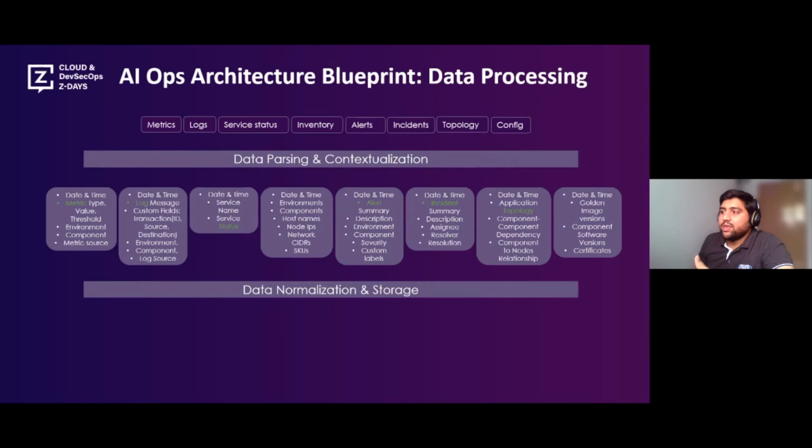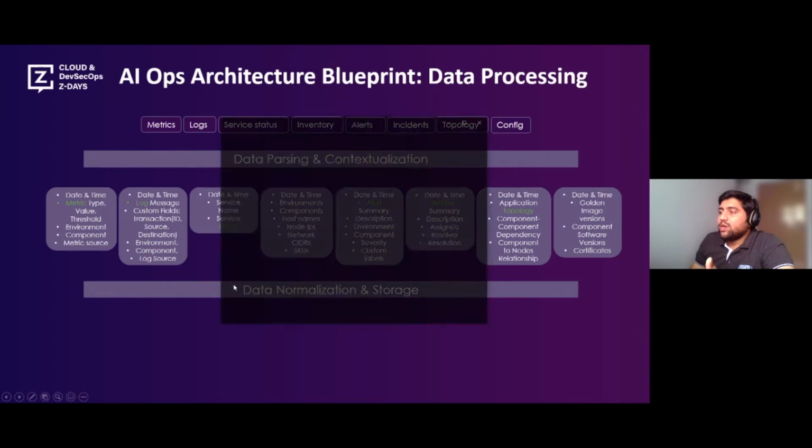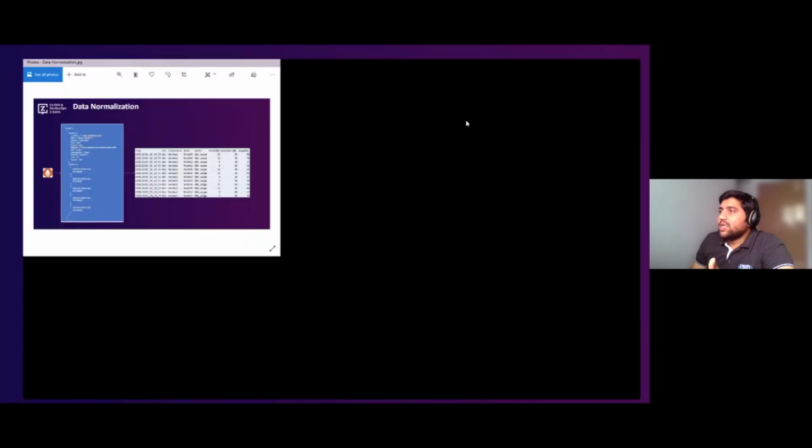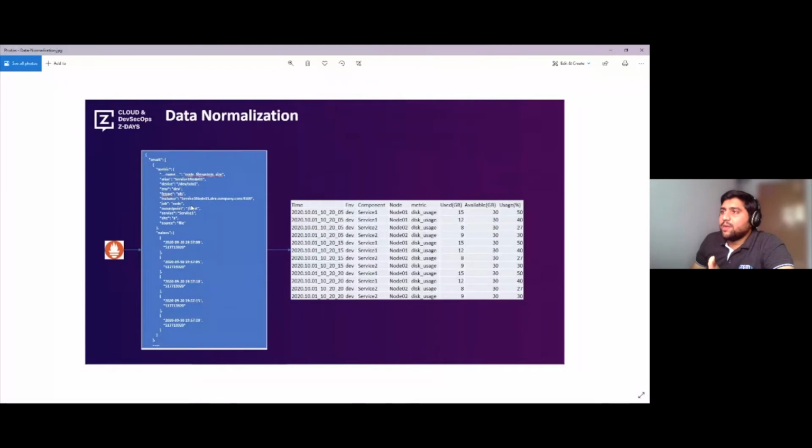Once we pass this data, we parse and label it accordingly, and then store it. Usually, before storing the data, we normalize it. For example, in the case of Prometheus, when we fetch the metrics using the Prometheus query language, the data usually comes in JSON format. So we normalize this data so that the machine learning model will understand it.